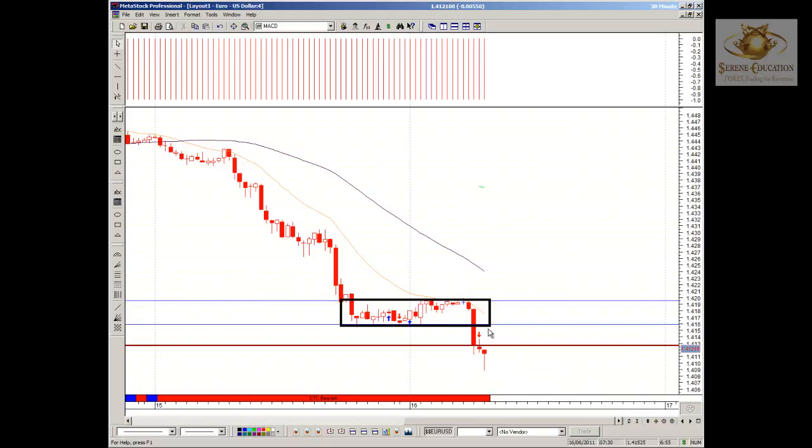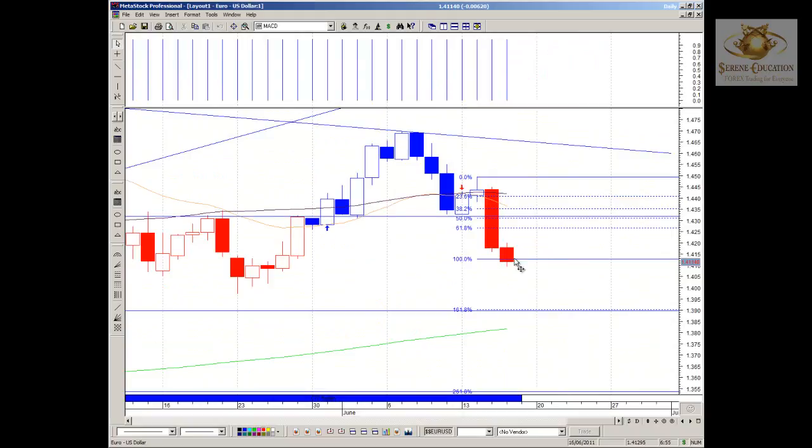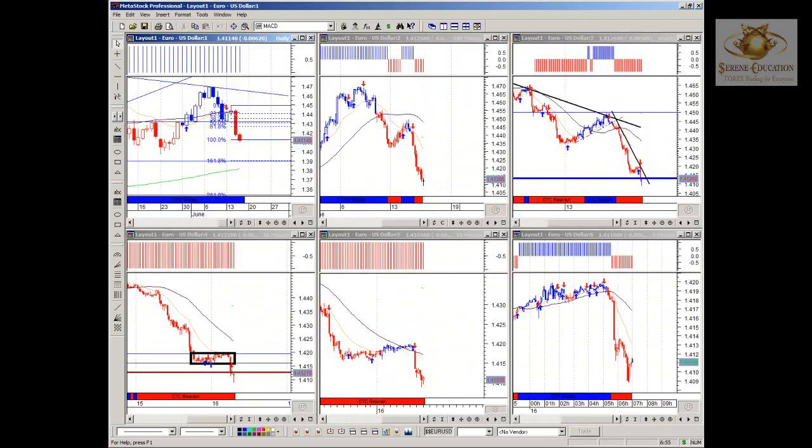If it can stay below that, then we're seeing just a consolidation. We could see a bit of a poke above the line, if you look on a daily, this level here, before we see continuation to the downside. There you go, guys.